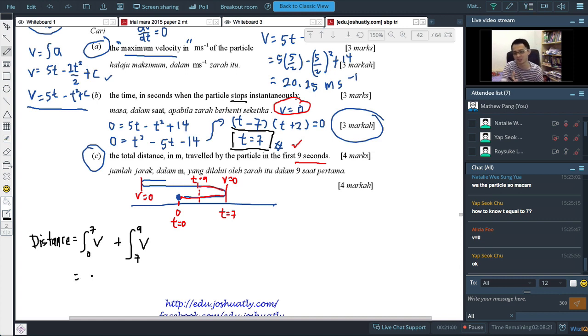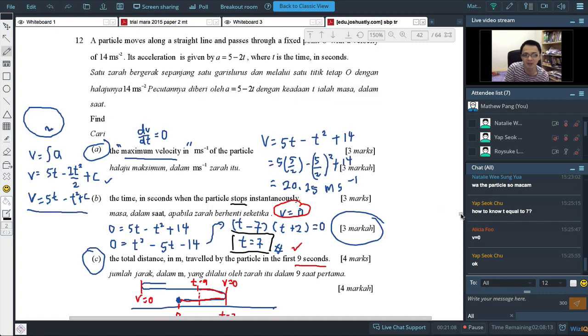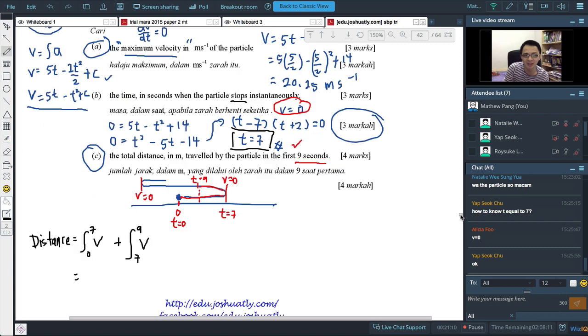Okay, so yeah, this is simple. I have the equation v on the top there. What is my equation v? 5t minus t squared plus 14. So I will need to integrate 5t minus t squared plus 14, and then from 0 to 7. Okay, then I will plus this one also. Do the same thing. This one is from 7 to 9, and then 5t minus t squared plus 14.